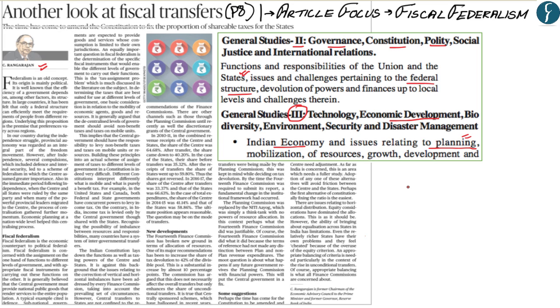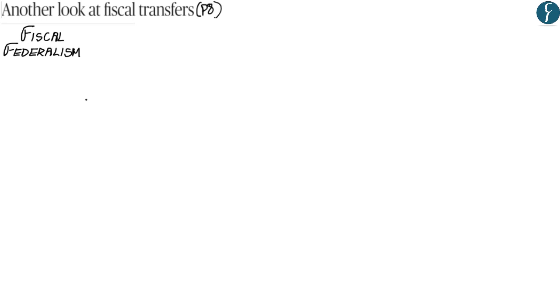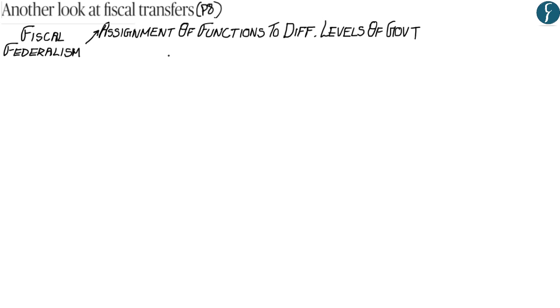So now the first aspect that you need to understand with regards to this editorial is what is fiscal federalism. Now there are two main aspects to fiscal federalism. The first aspect is the assignment of functions to different levels of government. When we say different levels of government, it means the central government, the states, and the panchayats and the municipalities. However, with regards to this editorial, when C. Rangarajan sir talks about different levels of government, he basically means the state government and the central government.